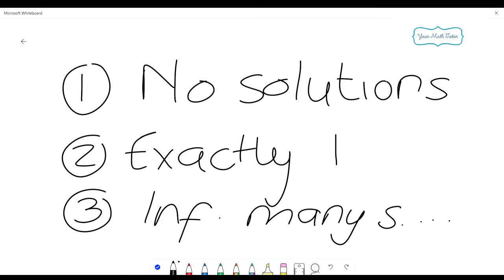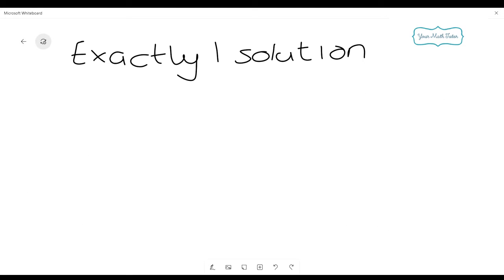A system with exactly one solution or infinitely many solutions is considered consistent. It would be referred to as a consistent system of linear equations, whereas a system with no solutions is referred to as an inconsistent system of linear equations. Let us look into a system where we would have exactly one solution.